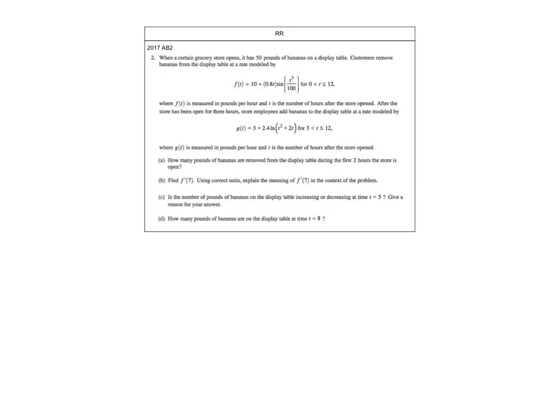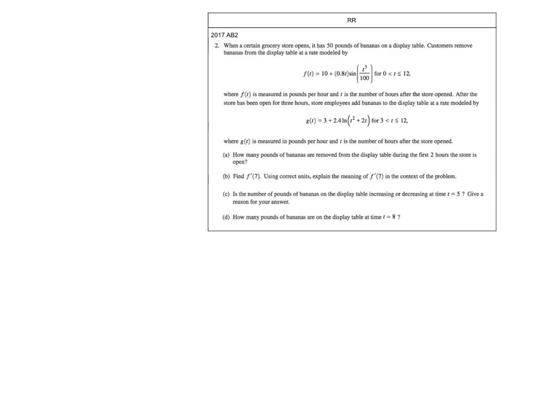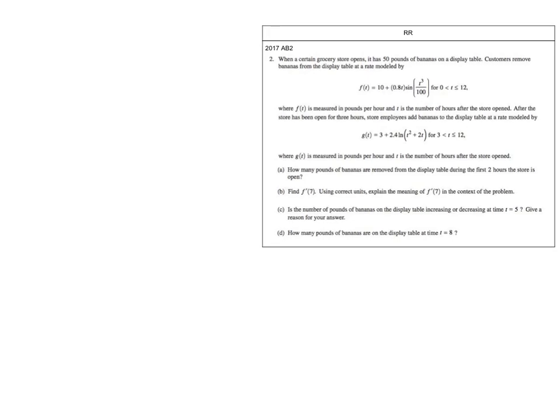And now this one. Certain grocery store opens, has 50 pounds of bananas. Customers remove bananas. Ooh, I like bananas. From the display. So that's removing. So that's out. F of t is measured in pounds per hour. T is the number of hours after the store opened. After the store has been open for 3 hours, they add bananas, so that's in.